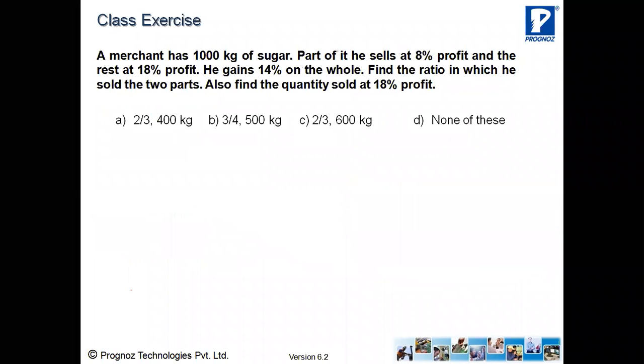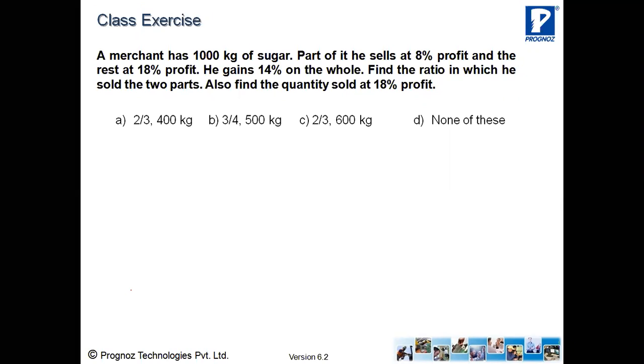Okay. This is the last one in allegation. A merchant has 1,000 kg of sugar. Part of it he sells at 8% profit and the rest at 18% profit. He gains 14% on the whole. Find the ratio in which he sold the 2 parts. Also find the quantity he sold at 18% profit.